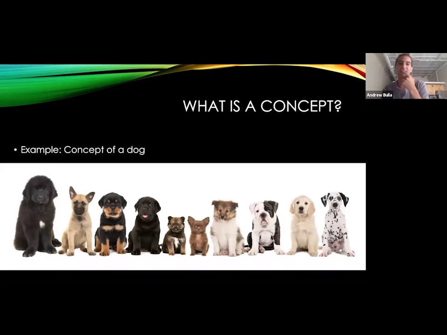So for example, we can have the concept of a dog. So down here you see that there's a variety of different dogs, and they're different colors, they're different sizes, their fur's different, their ears are different, some have open mouths, some have closed mouths, the distance between their eyes are different, but all of these would qualify as an instance of a dog.